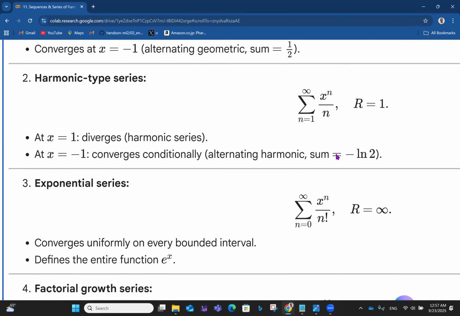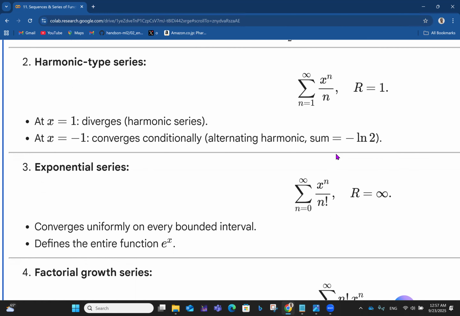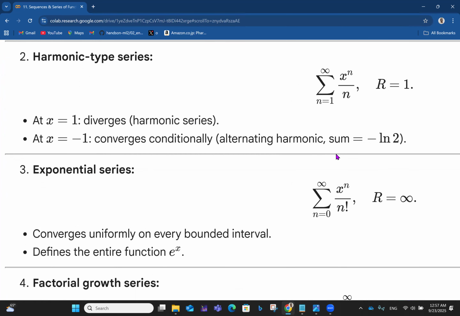Then we have harmonic type series. So for harmonic type series, we have something like the summation from n equals 1 to infinity of x raised to power n over n, and the radius of convergence is also 1. At x equals 1, it diverges because it is the harmonic series, but at x equals minus 1, it converges conditionally. It's the alternating harmonic series, and the sum ends up being minus natural log of 2, right?